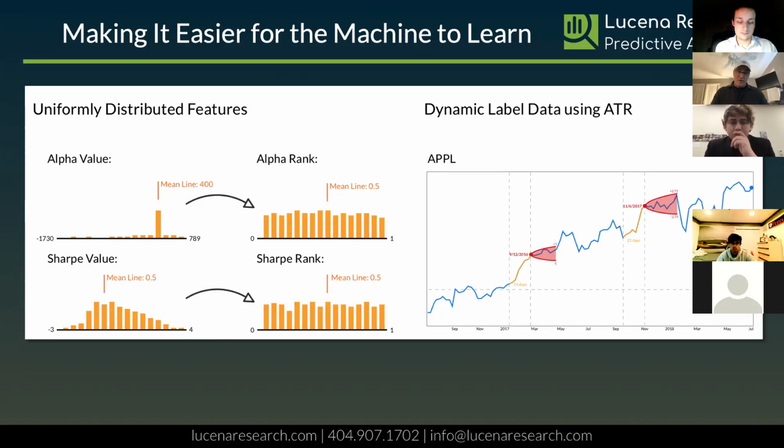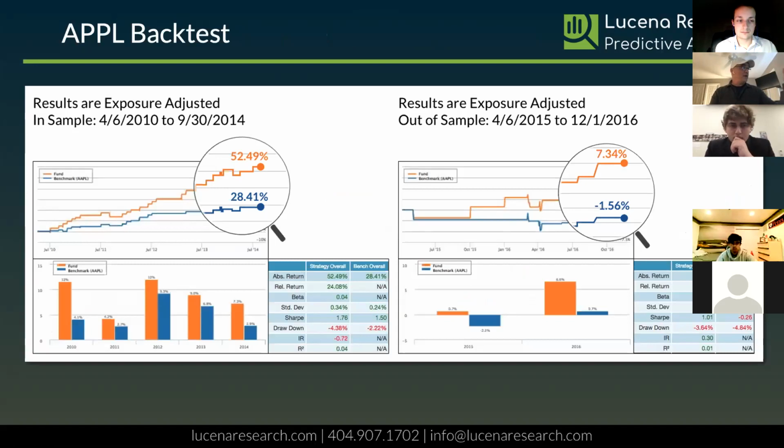So keep that in mind as you look at how to use data to find predictive models. Make sure it's ranked against your peers and how you transform that ranking over time, as well as dynamic labeling and dynamic conditioning for anything that's going on based on the market regime and the idiosyncratic behavior of that stock or that asset by itself. Anyway, this is the backtest that came out from Apple.